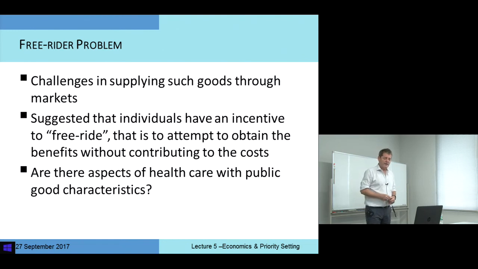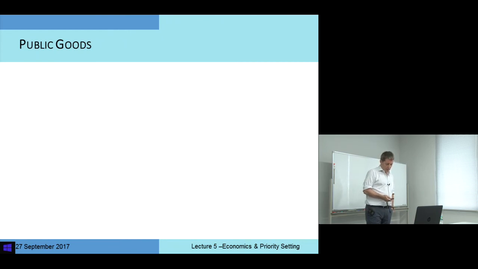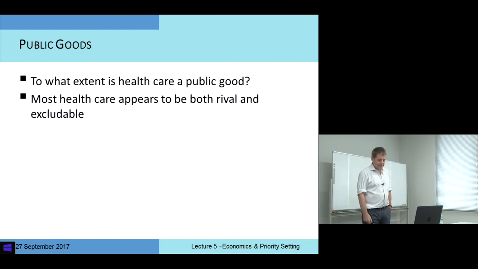The bottom question here is, does healthcare have public good characteristics? Well, most healthcare actually appears to be rival and excludable. I break a leg, I get it fixed. I benefit from having the leg fixed. It's rival in that the time that the orthopedic surgeon spends on my leg is not available for somebody else. Also, fixing my leg sounds excludable.